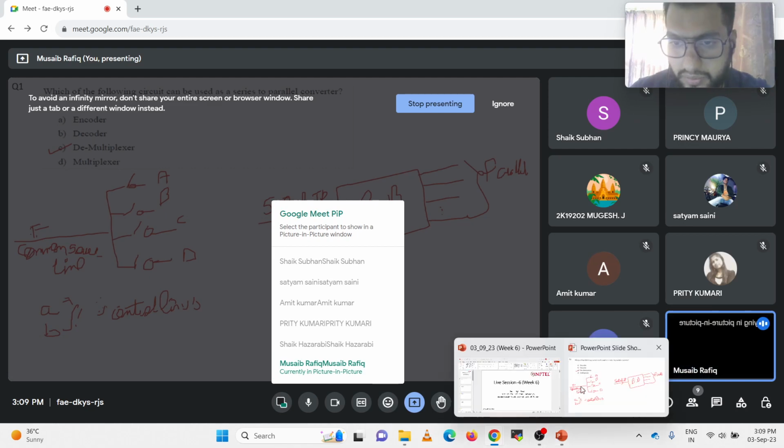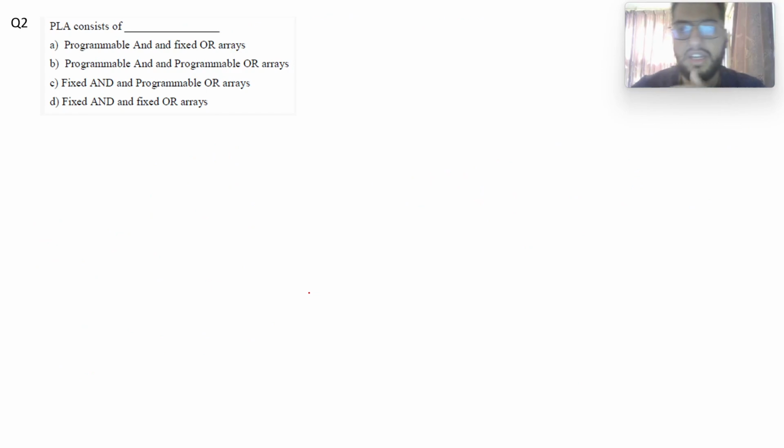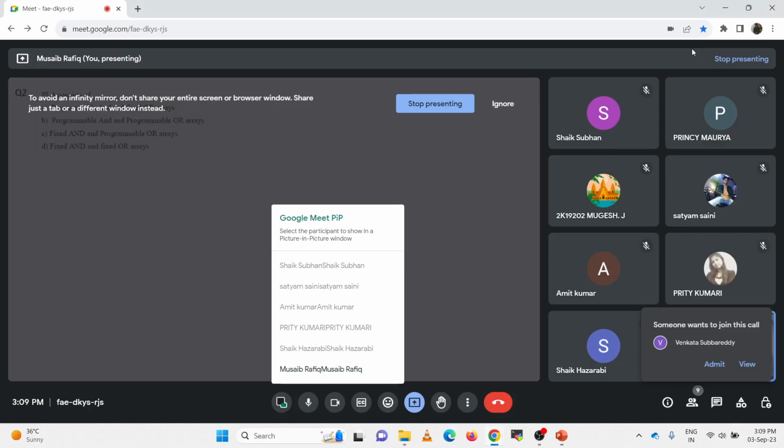Now let me move forward to question number 2. It states a PLA, a programmable logic array. Just a second, sorry about that. Someone wants to join the meeting. Sorry about that.